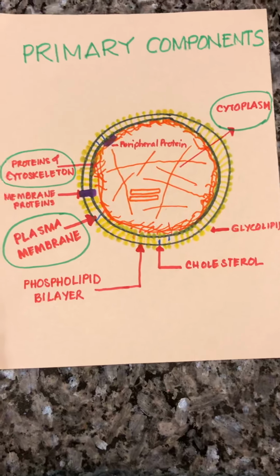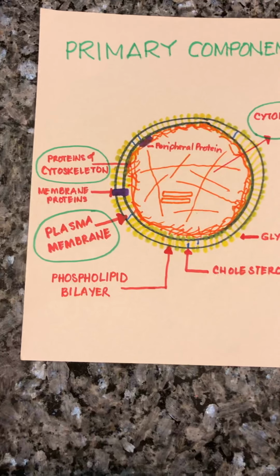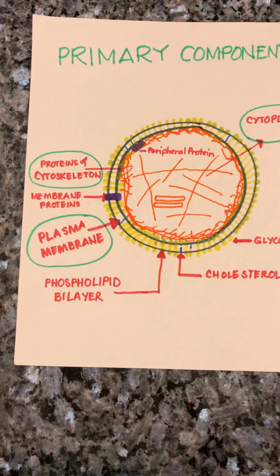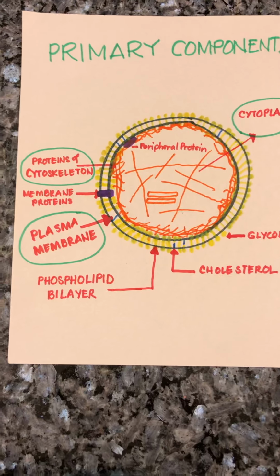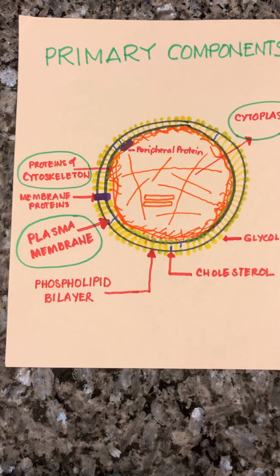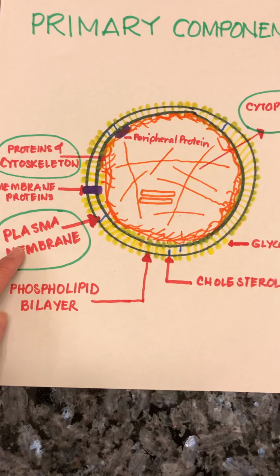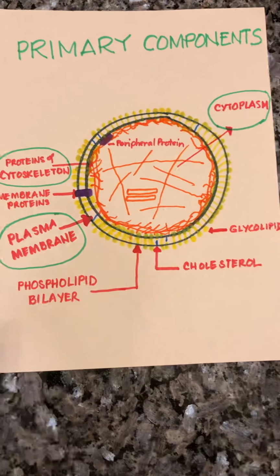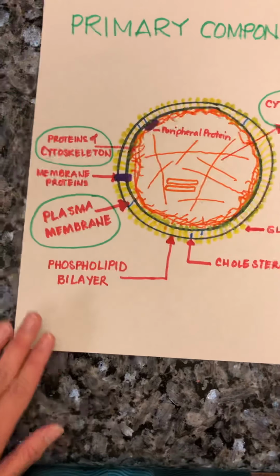So first, let's talk about the function of the plasma membrane. The plasma membrane defines boundaries and protects the cell, controls interactions with other cells, controls movements of materials into and out of the cell. So those are the functions of the plasma membrane. Now let's talk about the structure of the plasma membrane. What is it made of?